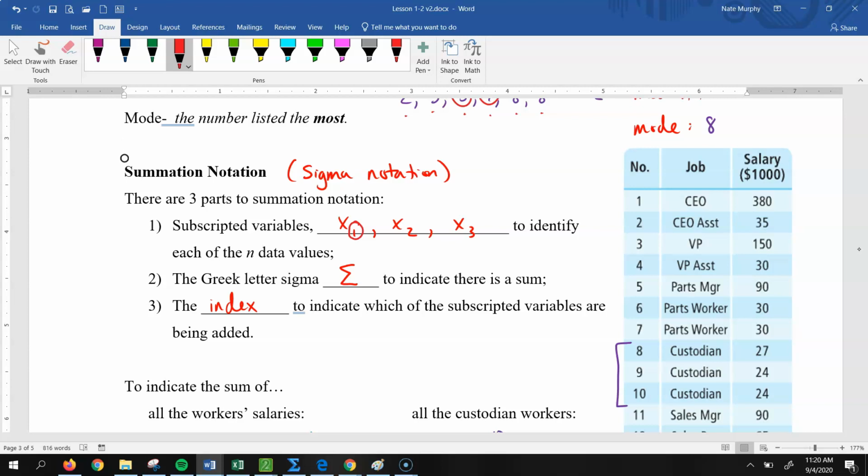Now, the reason why we also call this summation notation, or sigma notation, is we use the Greek letter sigma. That Greek letter for sigma looks like a funky E to indicate that there is a sum. Now, if you ever work with an Excel spreadsheet or even a Google Sheet spreadsheet, you're going to see that symbol. And that symbol is just a way to find the sum of a set of numbers in a row or in a column. So that's what we use that symbol for, is to represent a sum. Now we use what's called the index to indicate which of the subscripted variables are being added. Now you might be wondering, okay, what does all this mean? Well, let's look at an example here.